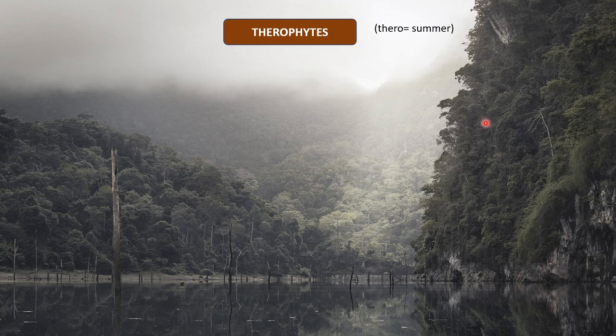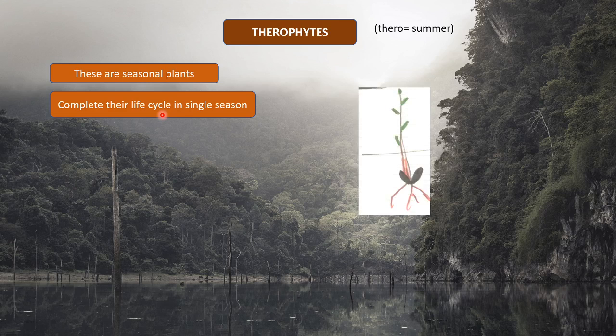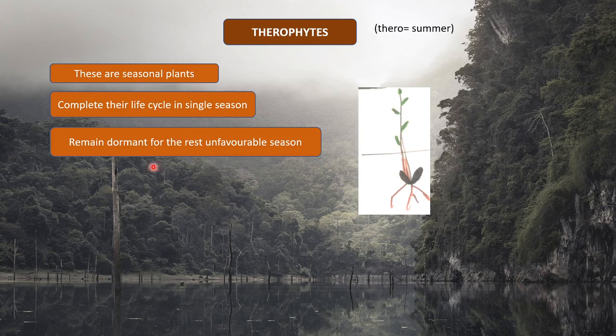Now we move towards therophytes, which is the last life form classified by Raunkiaer. Here thero means summer. These are mostly seasonal plants. They complete their life cycle in one single favorable season, because they have to survive the summer. Their buds are hidden, and these plants remain dormant for the rest of the unfavorable season, until the favorable season comes.